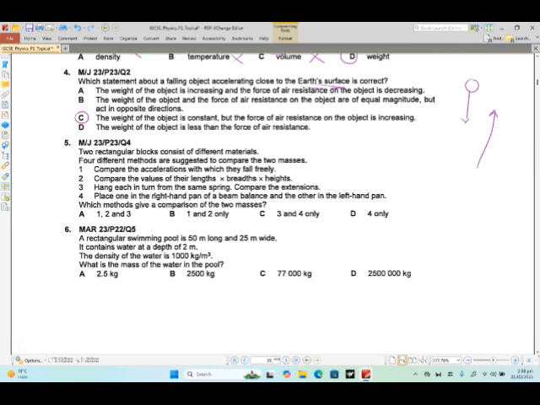Two rectangular blocks consist of different materials. Four different methods are suggested to compare the two masses. We have to compare masses. Now remember that. Compare the acceleration with which they free fall. Compare the values of their lengths, breadths, and heights. Hang each in turn from the same spring, compare the extension. And place one on the right hand pan of the beam balance and the other on the left.